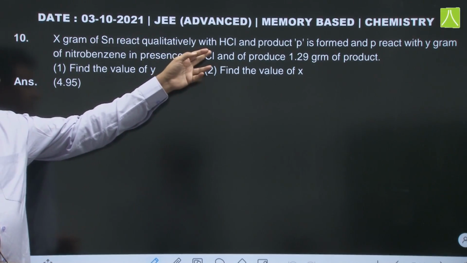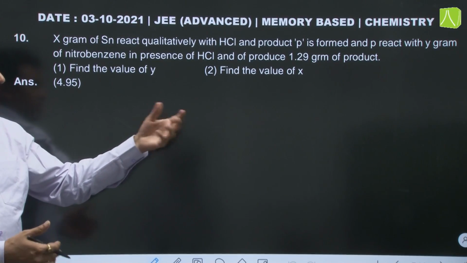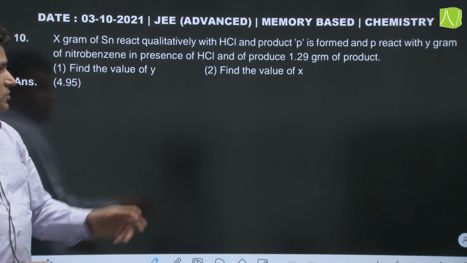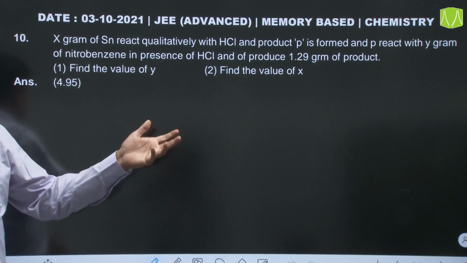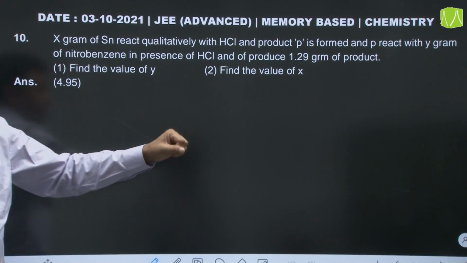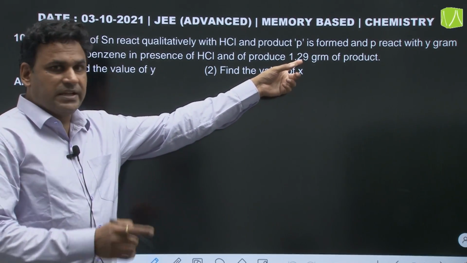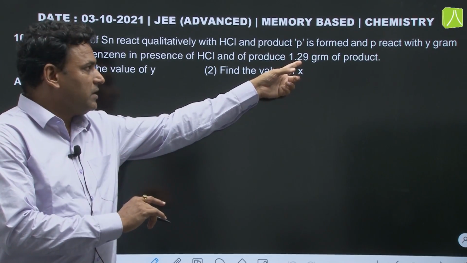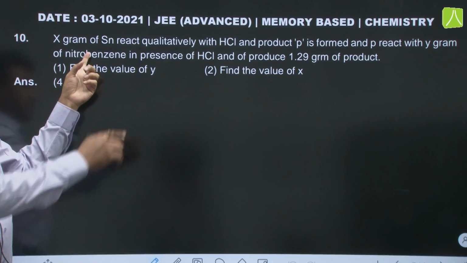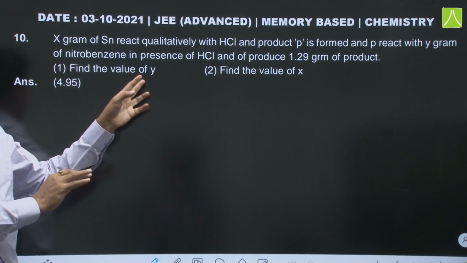Sn reacting with HCl producing SnCl2 is going to be a redox reaction involving mole concept. So we have to do this calculation. Now the data given is 1.29 gram of the product is formed. The product is going to be aniline. So from the amount of aniline, we can calculate the number of moles of aniline. Number of moles of aniline will be equal to number of moles of nitrobenzene, that is y gram of nitrobenzene. So we can calculate the value of y.